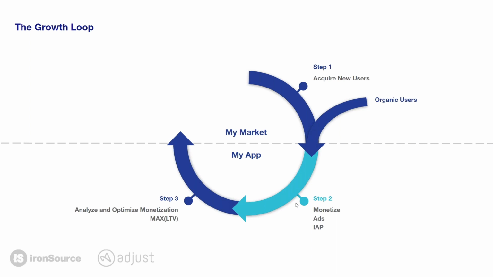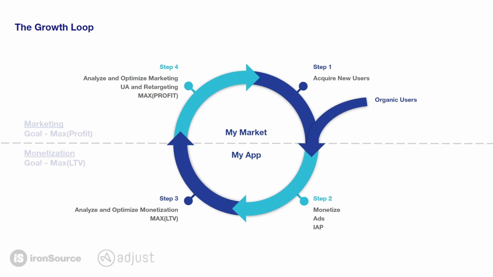The next step, after seeing how people engage within your app, is measuring their engagement and analyzing what can be done to optimize monetization for the purpose of maximizing LTV. And to close that loop, become smarter tomorrow and acquire more users profitably tomorrow, you need to analyze the whole loop together: where those users came from, how they interacted with the app, how they monetize, and what you can learn for your UA and retargeting efforts to maximize profit. At the end of the day, the operation is split into optimizing and maximizing LTV within the app, and maximizing profit within your growth operation.